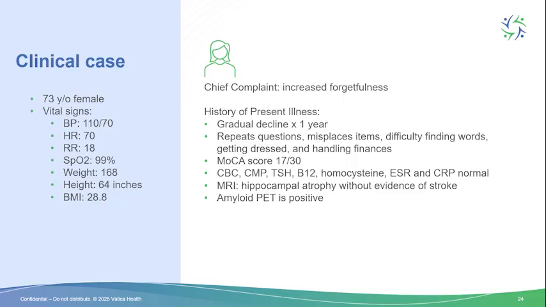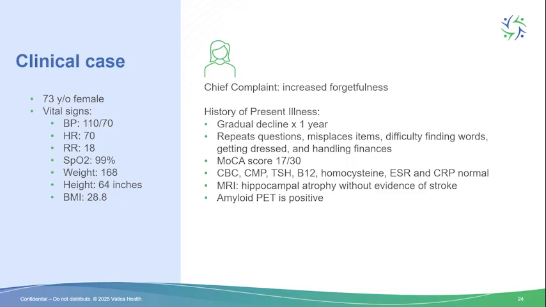Her MoCA score is 17 out of 30, so we have objective evidence of impairment. MRI shows hippocampal atrophy without evidence of a stroke. Lab studies are unremarkable, and amyloid PET is positive. So the first step is to describe her cognitive functional status. She has symptoms that interfere with her usual activities and a decline in her previous level of functioning. She's no longer fully independent.